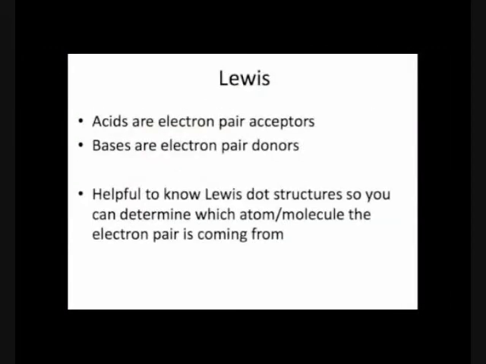The Lewis category of acids and bases, which is also the most diverse category, considers acids to be electron pair acceptors and bases to be electron pair donors. This is the opposite way of what we think of for the Bronsted-Lowry. It is helpful to know the Lewis dot structures so you can determine which atom the electron pair is coming from in order to determine which one is the acid and which one is the base.